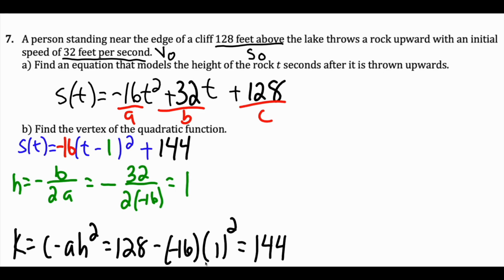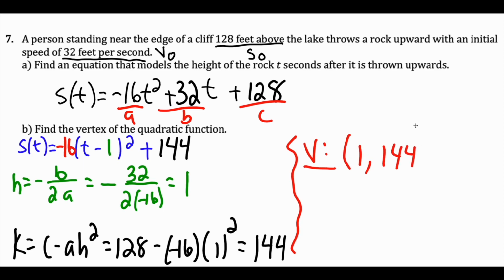Now, once we do that, let me separate this here. We can now label the vertex. Okay, the vertex is 1, 144. And once you do that, you've actually already done the work for C and D. So let's go through those two.